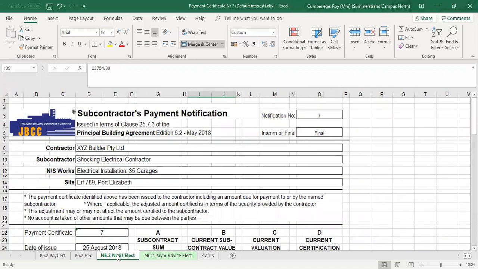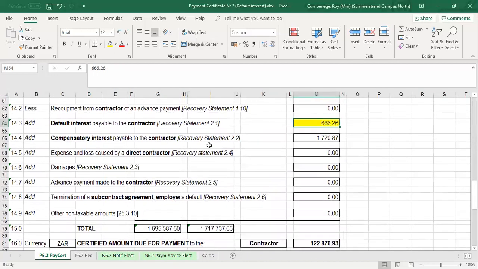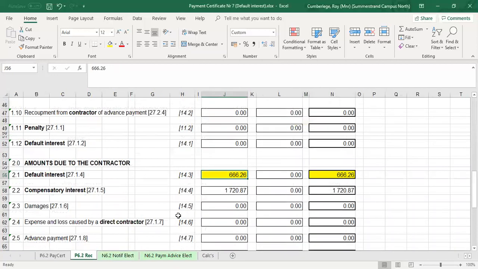The notification to the nominated subcontractors, there's nothing to be changed. The same for the subcontract payment advice. Nothing to be changed. So the main change in this case is the add-on of the default interest to the compensatory interest on the main payment certificate, as well as to the recovery statement.